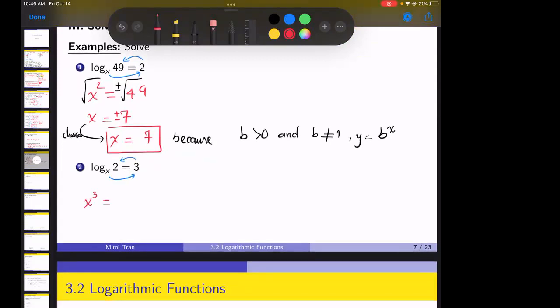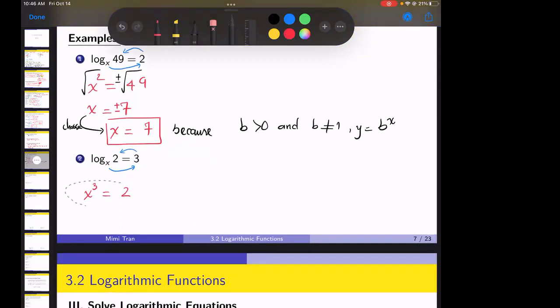I have x cubed equals something. How do I solve it? You take what root? Cube root, right? Do I need plus and minus? Like with the square root? Why? No, I don't need it, but why? You have to know why, otherwise you'd be like, oh, when do I use the plus and minus, when don't I, right? Why do I use plus and minus for a square root?